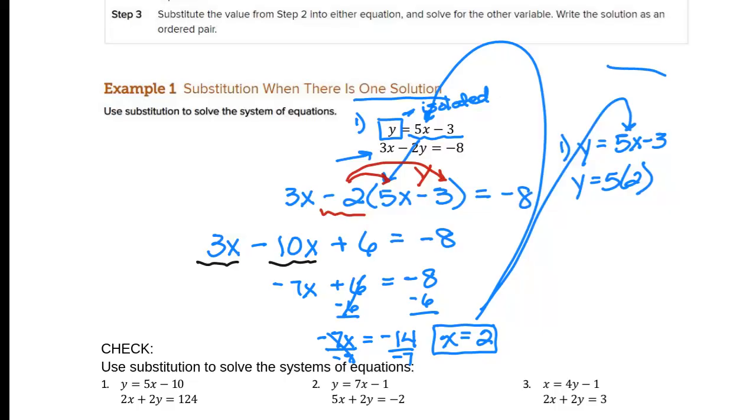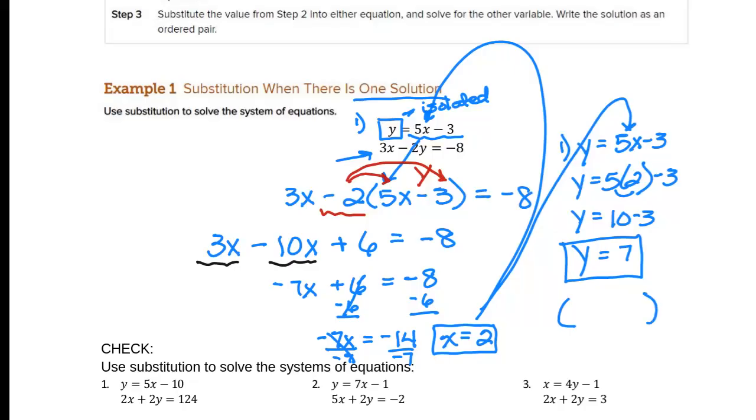So 5 times 2 minus 3. Order of operations says I need to multiply these, so that's 10 minus 3. Y is equal to 7. So my solution is x equals 2, y equals 7. That is a point. That is an ordered pair. So my final answer should be to write it as an ordered pair, 2, 7.